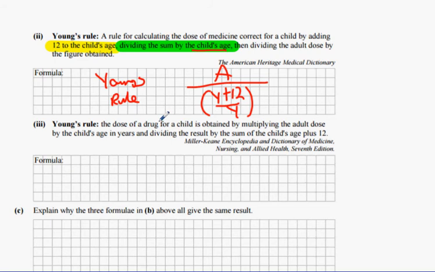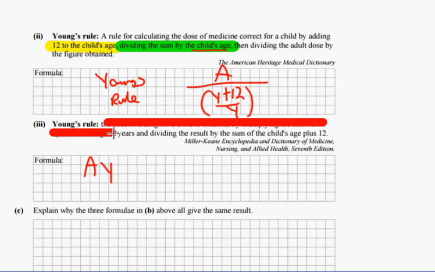The next one is: the dose of a drug for a child is obtained by multiplying the adult dose by the child's age in years. What's the adult dose? A. What are we going to multiply A by? Y, because Y is the child's age. So we've got the adult dose, we then multiplied it by the child's age. And then we're going to divide the result by the sum of the child's age plus 12.